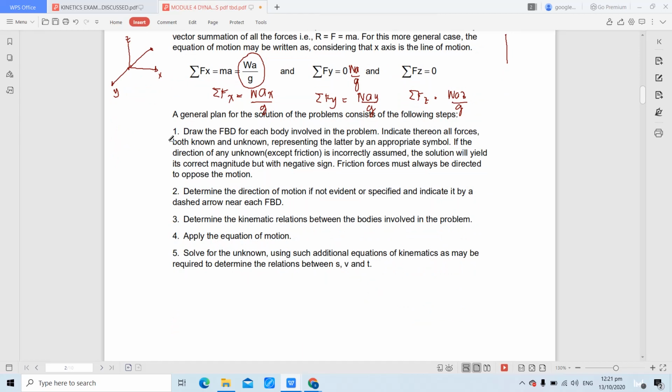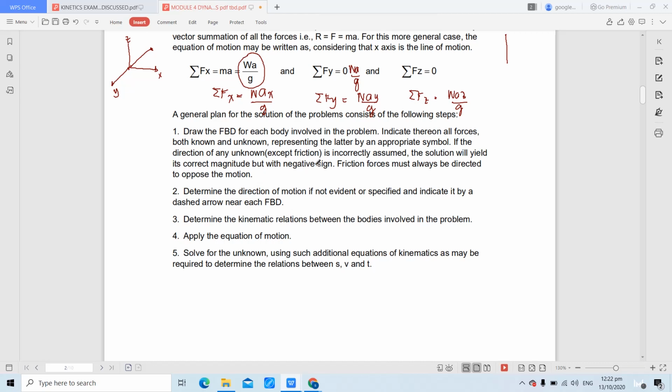First one is to draw the free body diagram for each body involved in the problem. You already know how to draw a free body diagram. Indicate thereon all forces, both known and unknown, representing the latter by an appropriate symbol. If the direction of any unknown, except for bodies or particles subjected to friction force, is incorrectly assumed, the solution will yield its correct magnitude but with a negative sign. Friction forces must always be directed to oppose the motion.